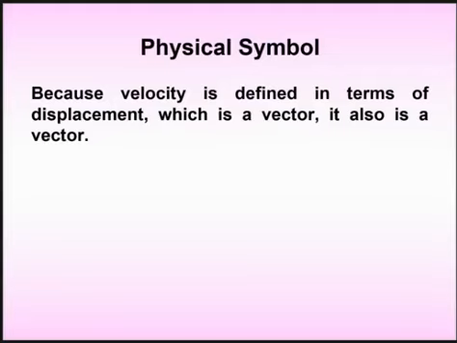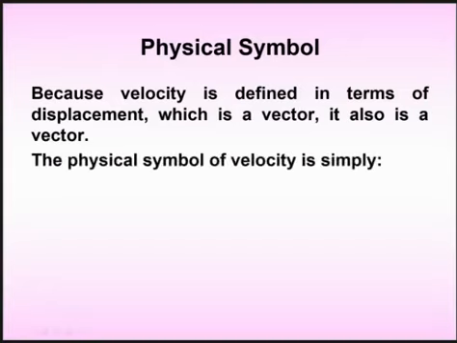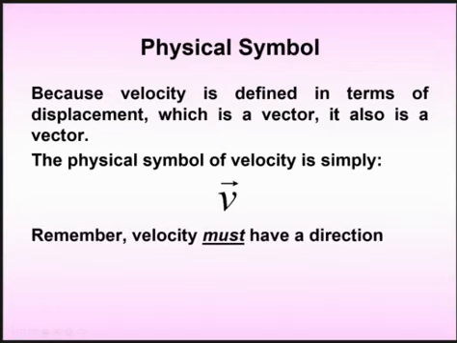We just said that velocity is described in terms of displacement, and it's a vector. So that means velocity itself is a vector. How easy is it to remember that velocity is a vector? It begins with a V. Thank you. Velocity is a vector. It's all about mnemonics, right? Just find a way to remember things. So the physical symbol for it is not just a V. It's a V with an arrow, because it must have a direction.